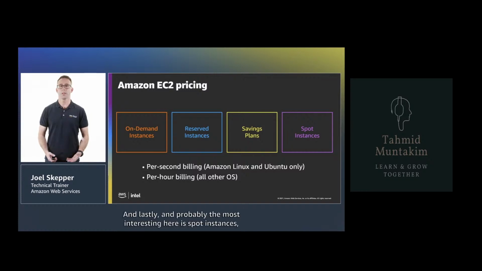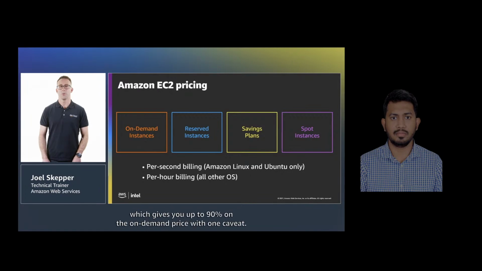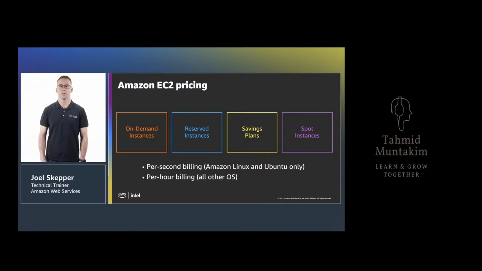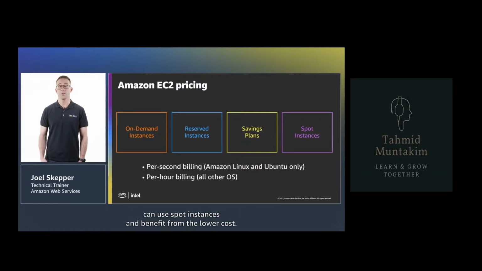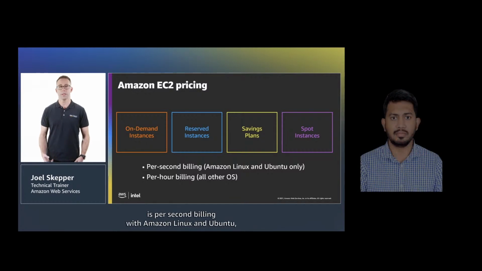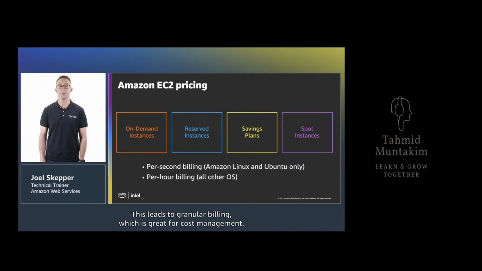And lastly, and probably the most interesting here, is spot instances, which give you up to 90% off the on-demand price with one caveat. Spot instances are not guaranteed to run permanently. This means that you need to be strategic about how you deploy them. However, they are great for ultimate cost reduction. As an example, most stateless applications can use spot instances and benefit from the lower cost. Another thing that's great about EC2 is per second billing with Amazon Linux and Ubuntu, and per hour billing with all other operating systems. This leads to granular billing, which is great for cost management.